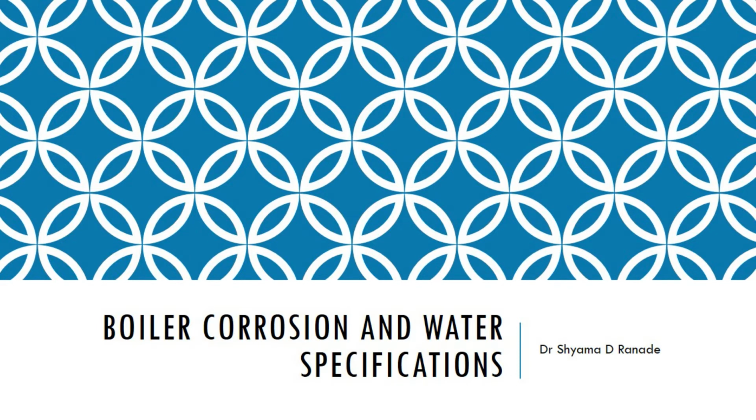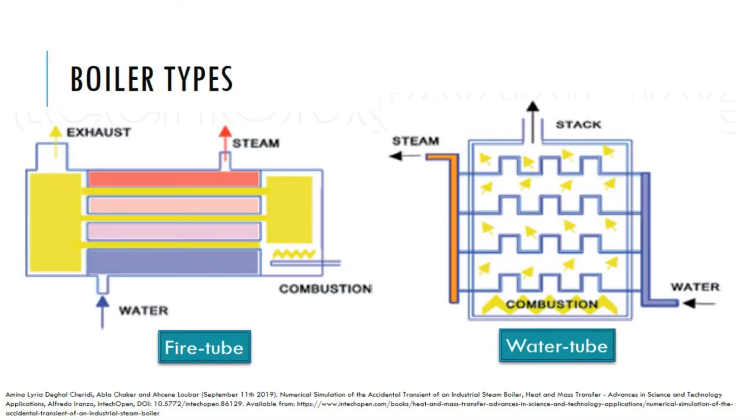Today I will talk about the boiler corrosion and the water specifications. There are majorly two types of boilers, the fire tube and the water tube. These have been named based on the material that passes through the tubes in the boiler.